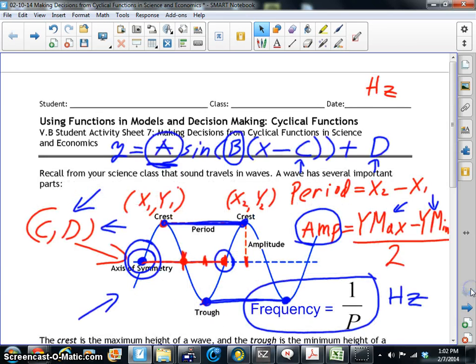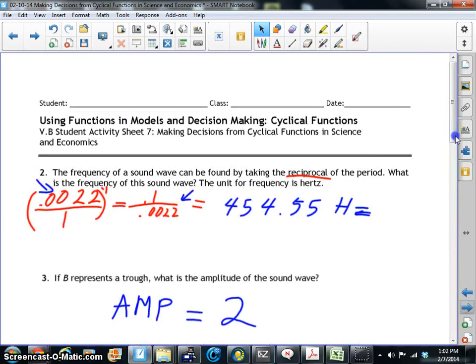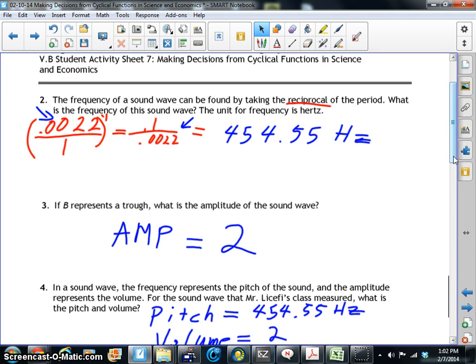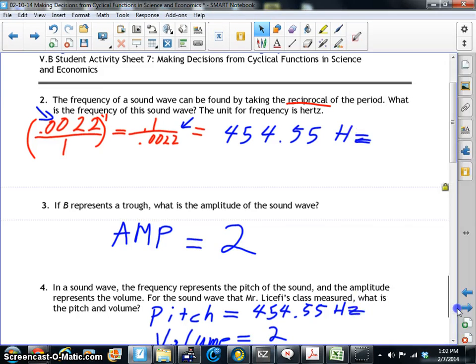And I made a mistake. That's seconds, and the frequency is in Hertz. So if I take 1 divided by 0.0022, I have to make sure I put two 2's. That gives me 454.54, and that repeats. So I just put 454.55 hertz, and that's all there is to it on that.